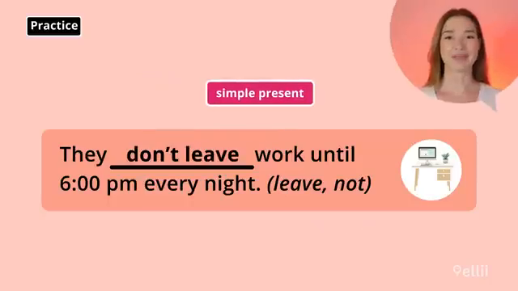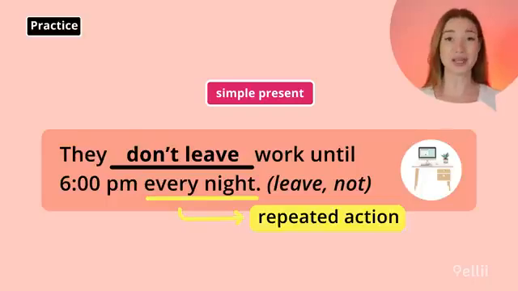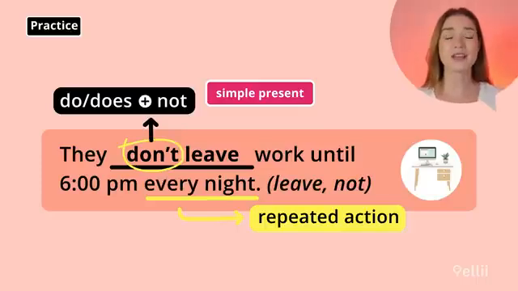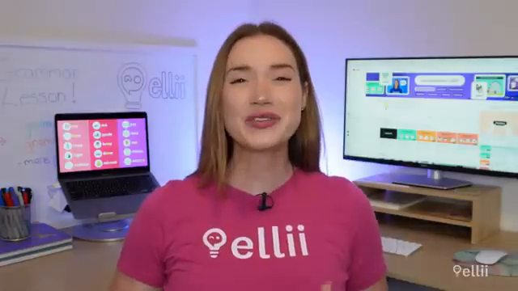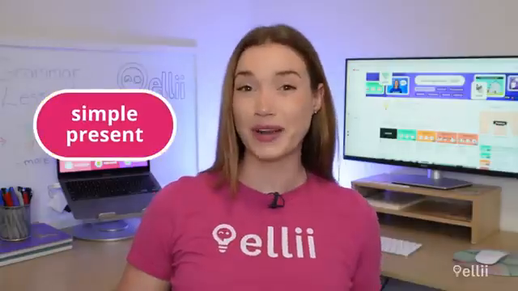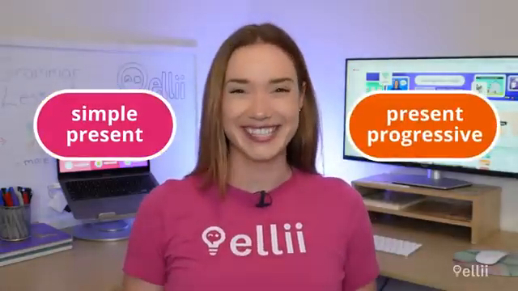Here's the answer. They don't leave work until 6 p.m. every night. The time marker every indicates a repeated action, so we need to use the simple present tense. For a negative sentence, we need to use the auxiliary verb do and the adverb not to form don't or do not. Great work! Now you know the difference between the simple present and present progressive tenses.